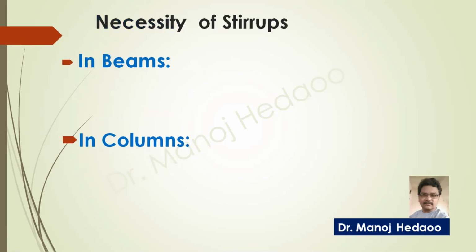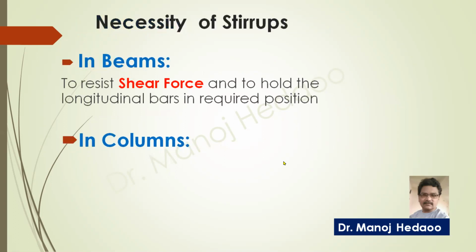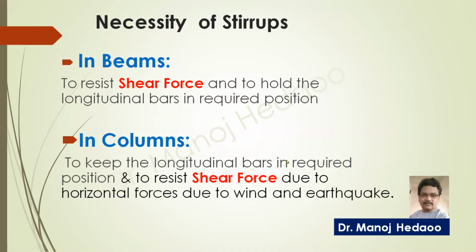Now we will see the necessity of stirrups in beams and columns. So in beams, they are used to resist shear force and to hold the longitudinal bars in required position. Now in columns also, to keep the longitudinal bars in required position and to resist shear force due to horizontal forces due to wind and earthquake.